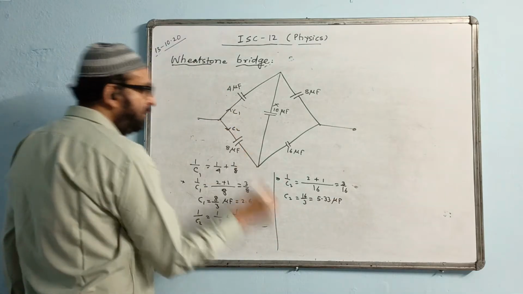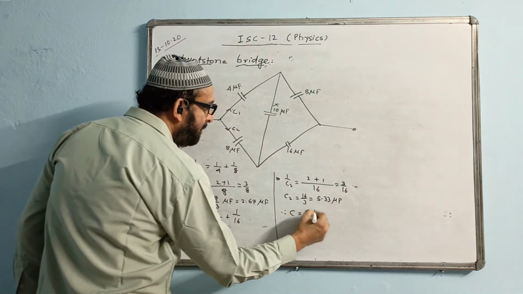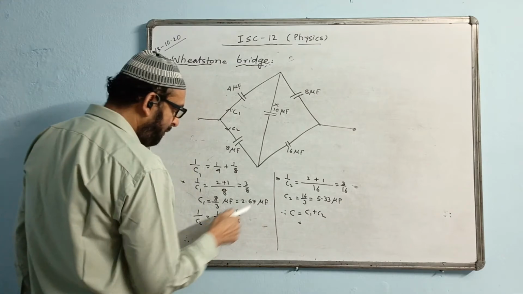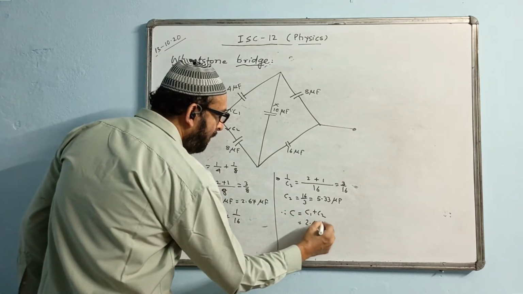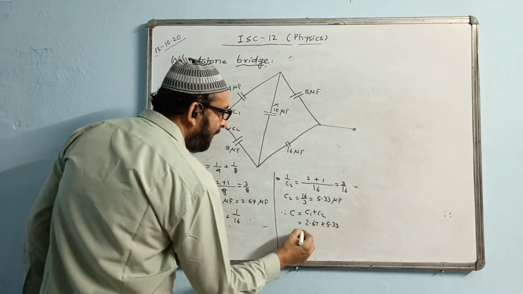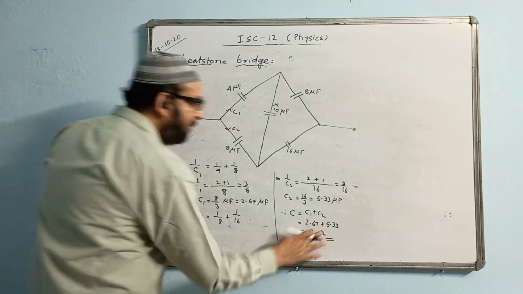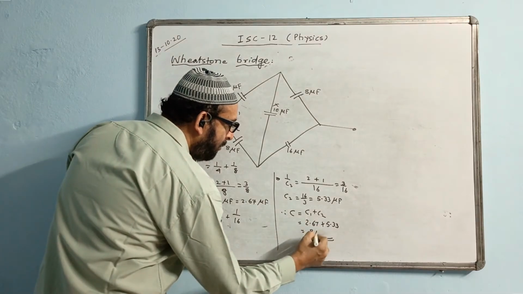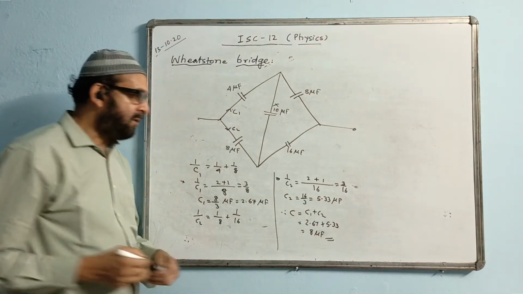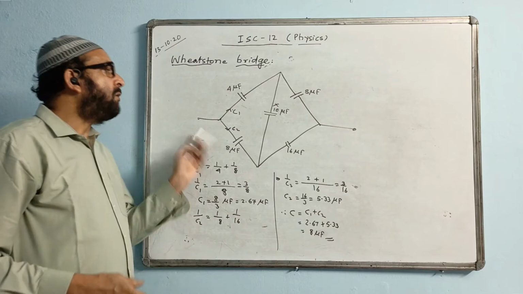They are in parallel, so therefore the net capacitance will be equal to the addition C1 plus C2. The C1 value is 2.67 and this is 5.33. We will be adding them. The answer will come 8 volts. Sorry, 8 microfarad. The unit is micro because it's all about capacitors. 8 microfarad is the answer. So this is how we will solve.